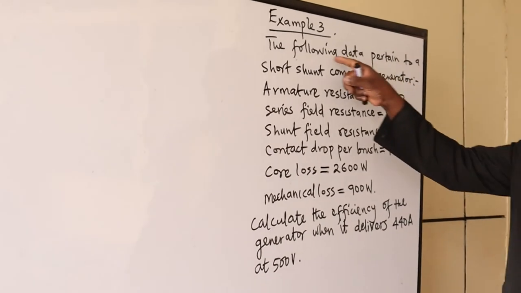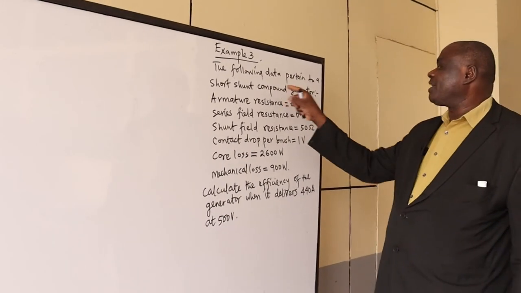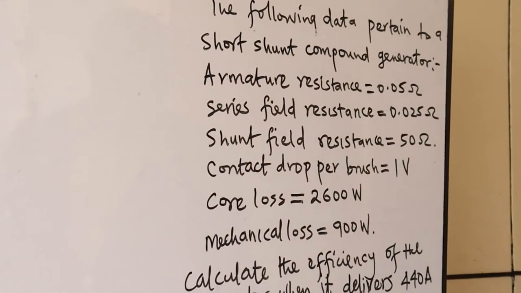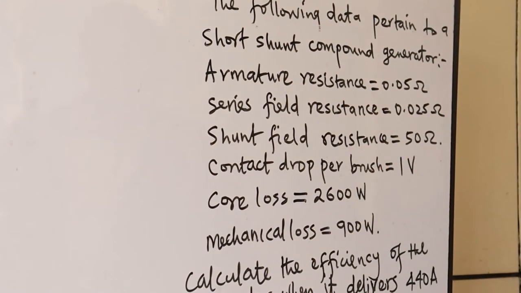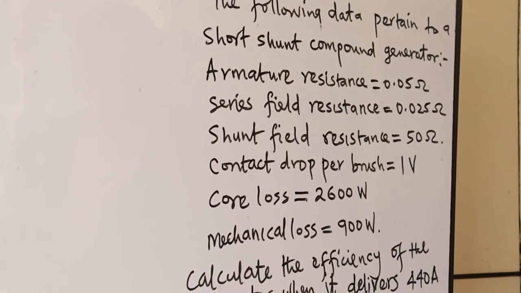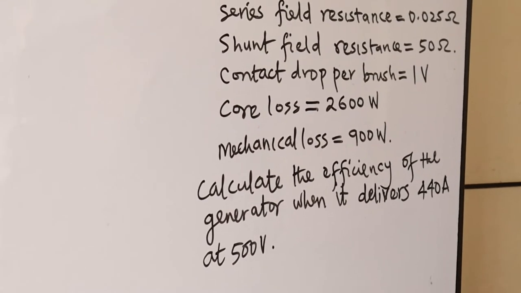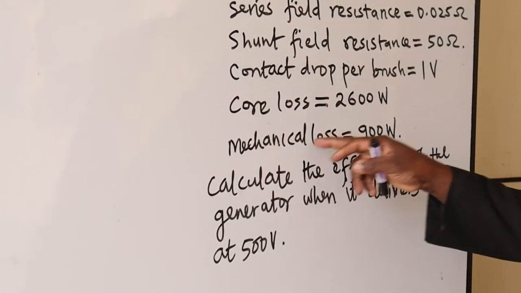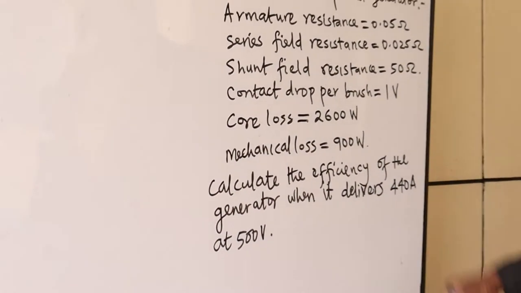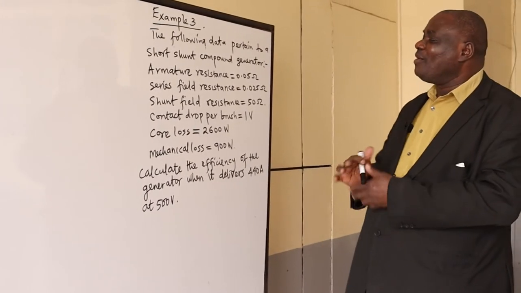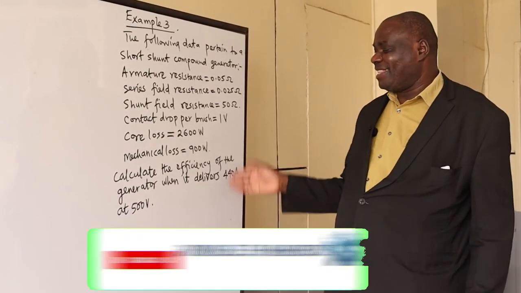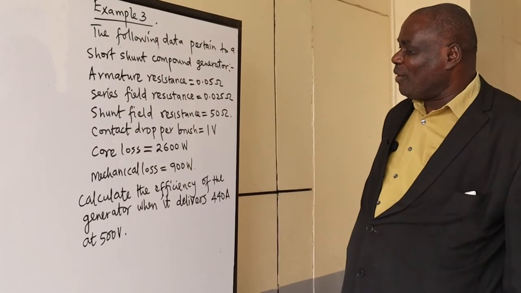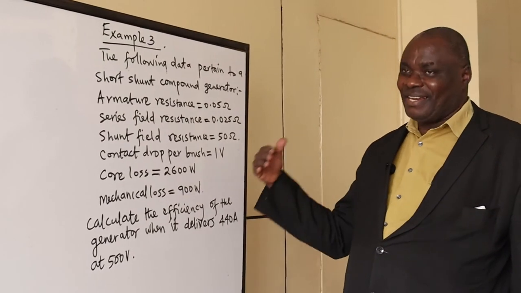So in our example 3, we are given some data that pertain to a short shunt compound generator. The armature resistance is given, series field resistance is also given, shunt field resistance is given. Then there is also contact drop per brush. Core loss is also given, mechanical loss is given. This is a DC machine where we are given almost everything. The only thing we need to do is calculate our losses.